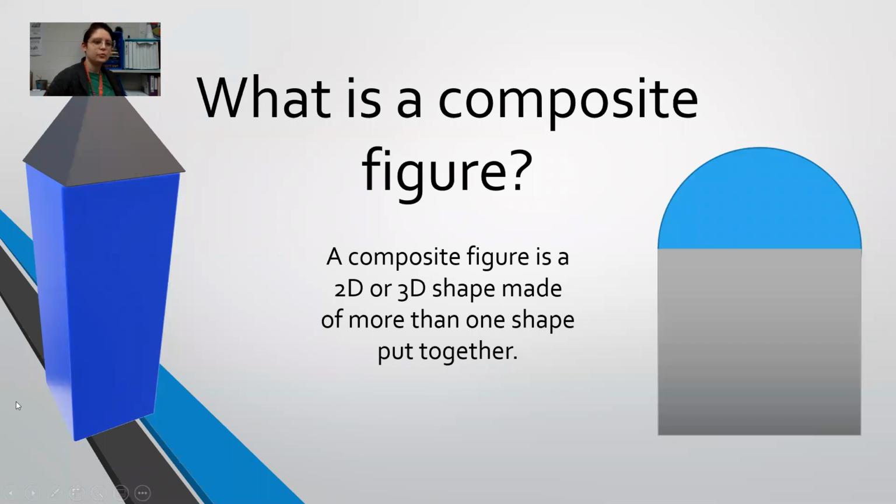So let's start with what a composite figure is. A composite figure is a 2D or 3D shape made of more than one shape put together. You can see in my examples here, I have a 2D shape that is composite. It's part square, part circle. And then I have a 3D shape that's composite. It's part rectangular prism, part pyramid. Because today we're working with area, we will focus on 2D shapes.